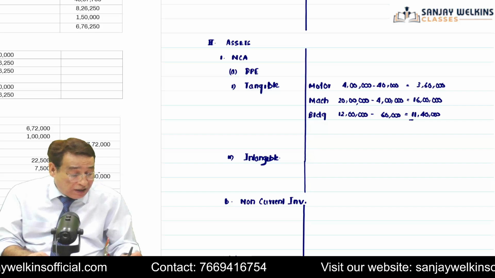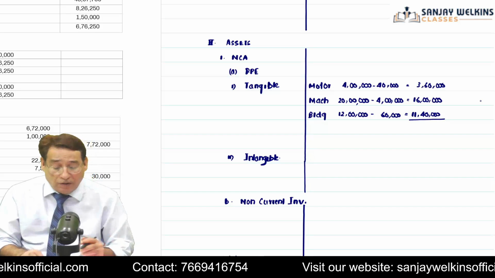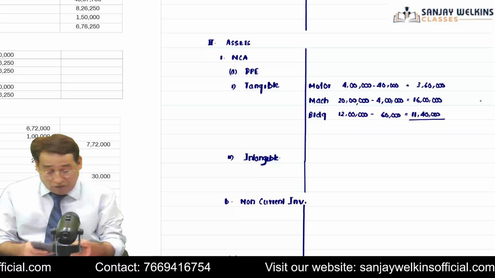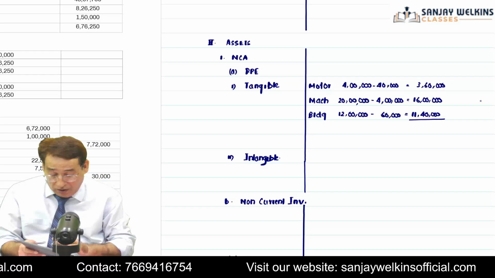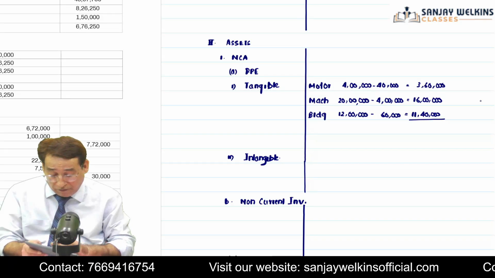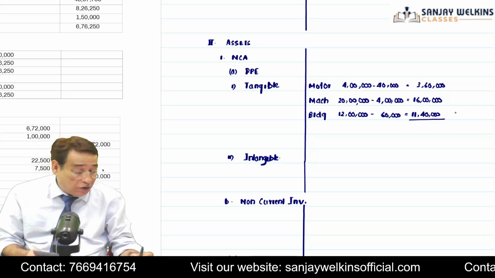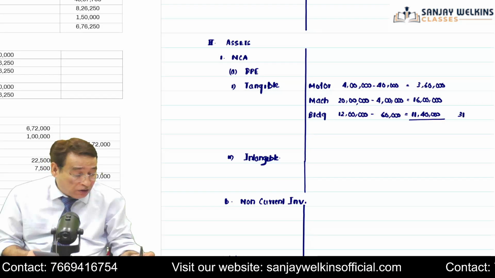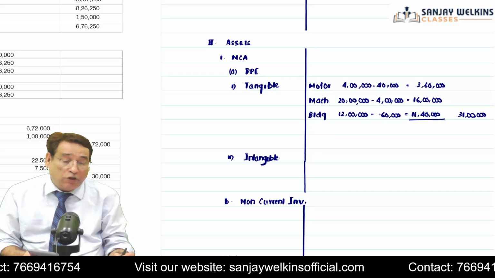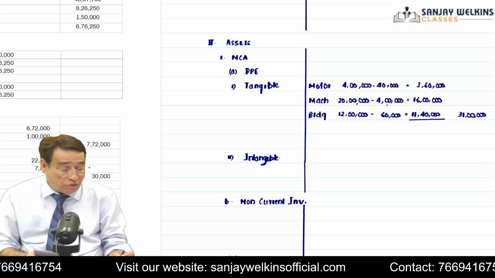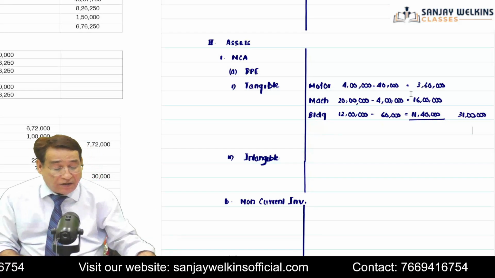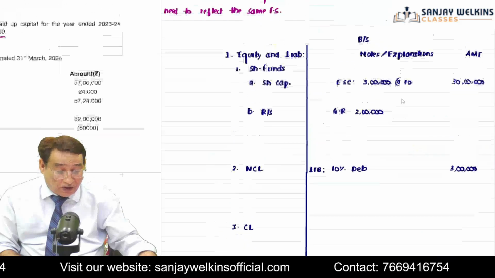Now I will add all these items and put them in the outer column. It will be equal to 360 plus 1600 plus 1140, that is equal to 31 lakh. So in the outer column, I will write 31 lakh. At the same time, I will compute the total depreciation. Total depreciation 40 plus 4 lakh plus 60, that comes to 5 lakh. So I can directly write the depreciation over here.